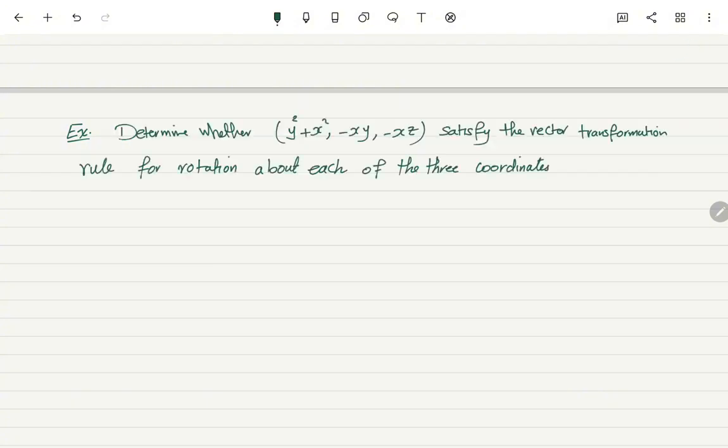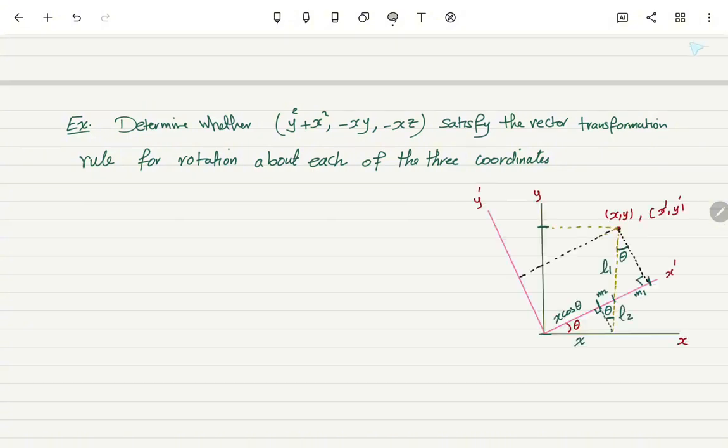Determine whether y squared plus x squared and minus xy and minus xz satisfy the vector transformation rule for rotation about each of the three coordinates. Just a quick reminder for the procedure we mentioned before, this is x and y rotated around the z-axis perpendicular to the page. So in this case we just discussed how the new coordinates x prime, y prime are related with the original coordinates x and y.